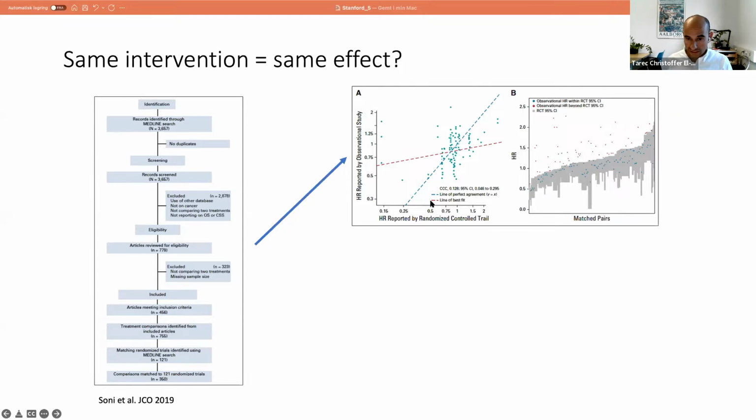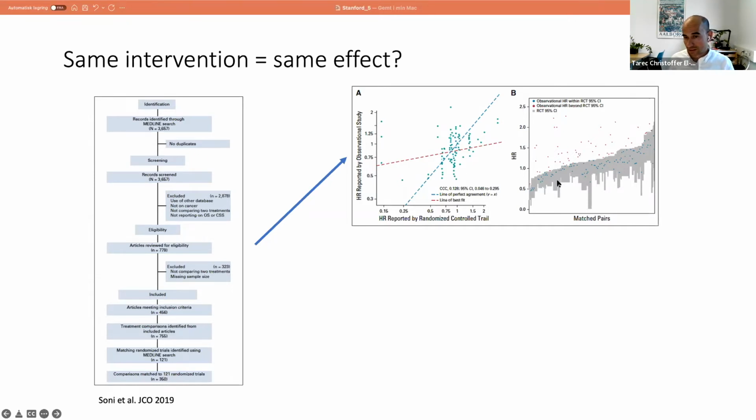And when you look at this, all these dots, the actual line of best fit is here. This is the red one. But if there was a perfect agreement between observational data and clinical trial data, then it should have been the blue one. So there's quite a substantial difference.